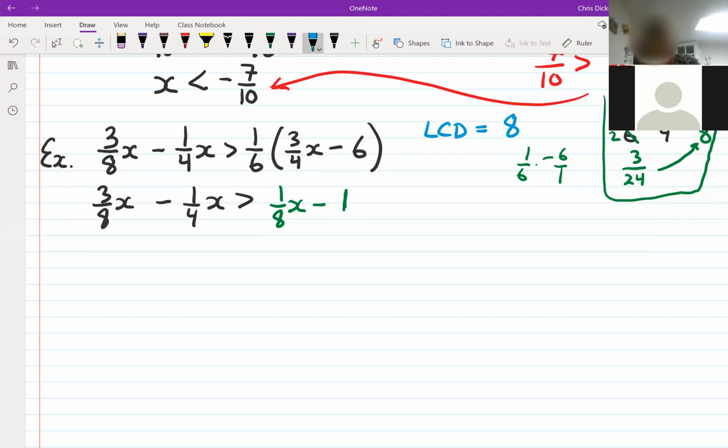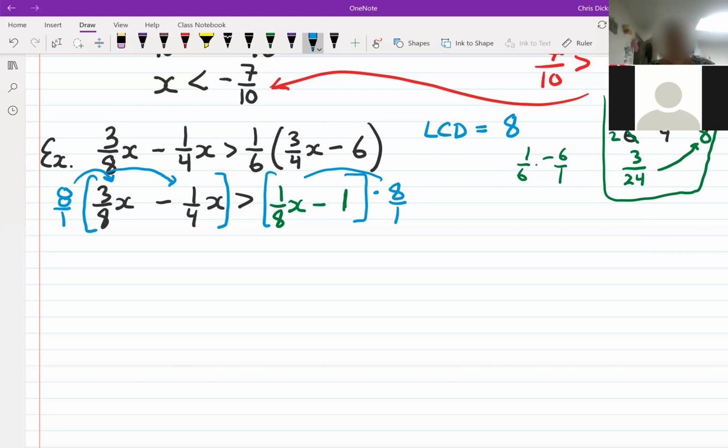So I'm going to take everything here, and I'm going to times every single term by 8. And that's actually 8 over 1. Okay. And I'll do the same thing on this side. Whatever we do to one side, we have to do to the other. Okay. So now I have to times every term over here by that.